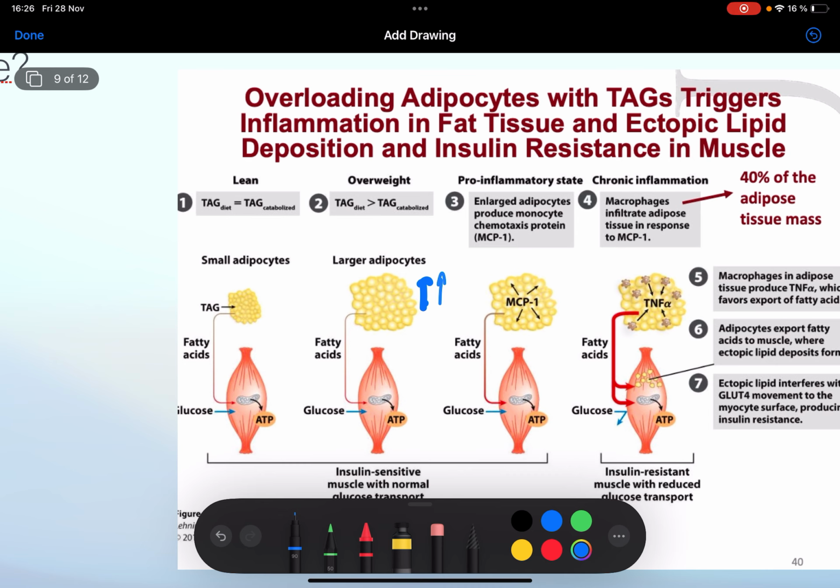And what would this do? It will produce a monocyte chemotaxis protein, MCP1, this one right here. And this is very important because it tells the macrophage to infiltrate adipose tissue, so it will kill this adipose tissue. And this is one of the signs of chronic inflammation, as it's written here.